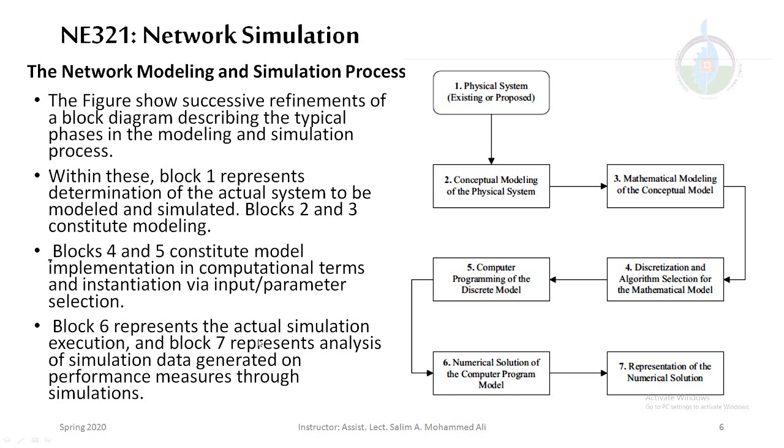Block 6 represents the actual simulation execution, while block 7 represents the analysis of the simulation data generated on performance measures through simulation. So after you have your program running successfully, you can get the numerical solution of the computer program model. Then you can get your results and represent them by reporting in block 7. This is the main idea of any simulation you have.